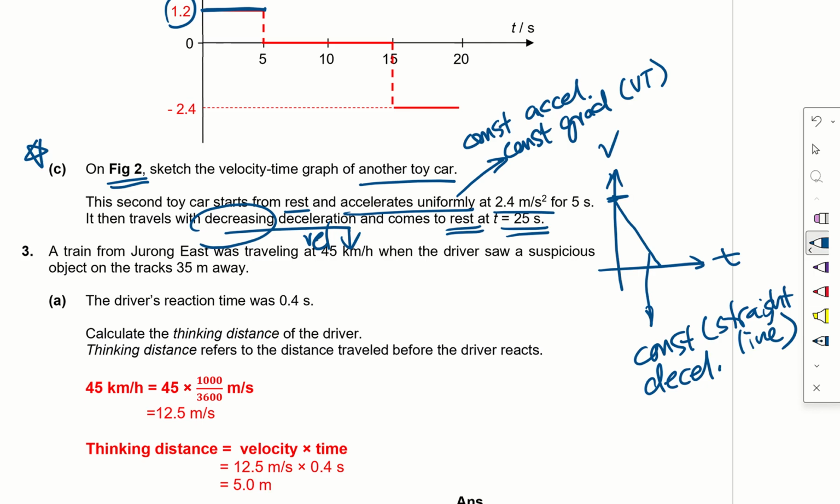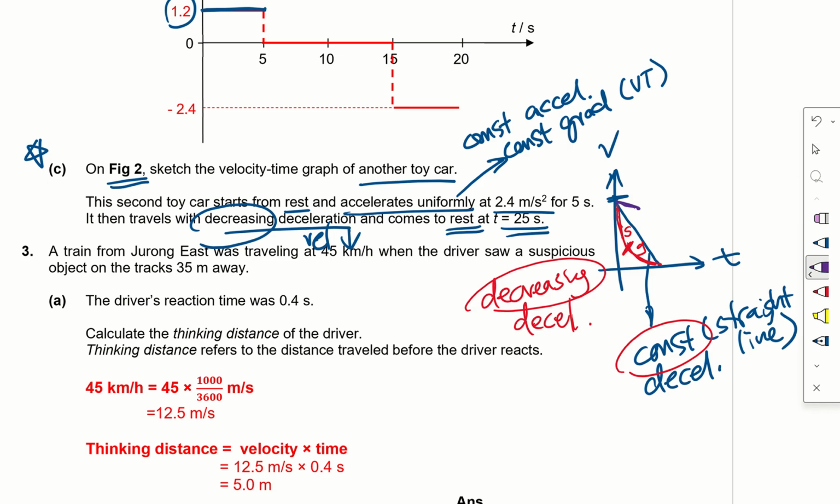Now we can have other kinds of deceleration. So we go from steep to gentle. Steep to gentle. So this is also deceleration, right? This is also deceleration. I use the red color. But what kind of deceleration? Let's look at the graph. Let's look at the slope. We went from steep to gentler. So it is a decreasing deceleration. Notice the difference between the constant and the decreasing. Then can we have an increasing deceleration? Of course, right?